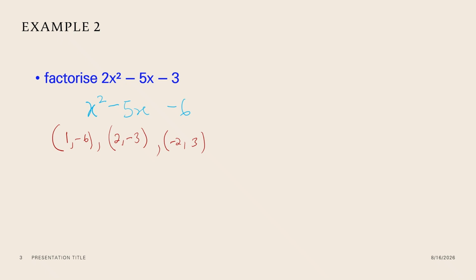Now looking at these values, we realize that we only have this value to give you the constant. In that case, let's open a bracket, x minus, and x plus here. So the bigger number takes the negative, which is 6, and the smaller number takes 1. In that case, factorizing 2x squared minus 5x minus 3 will give us x minus 6 and x plus 1.